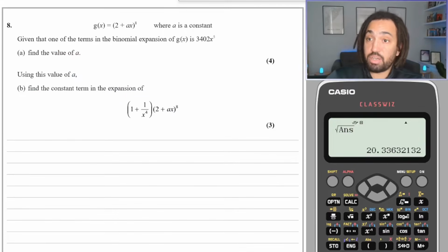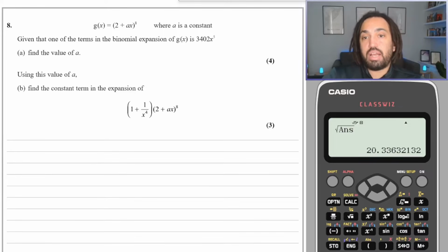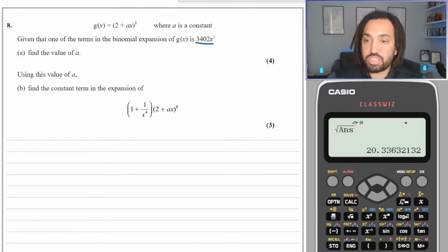Question number 8, here we go, binomial expansion, and we are told that one of the terms, or the x to the power 5 term, is 3402, find the value of a. Okay, so I'm looking just at the fifth power, and I will find that by using the formula. So I'll start with the fact that this bracket is expanded to the power 8. So I will do 8 choose, and because I'm looking for the fifth power, that will be 8 choose 5.